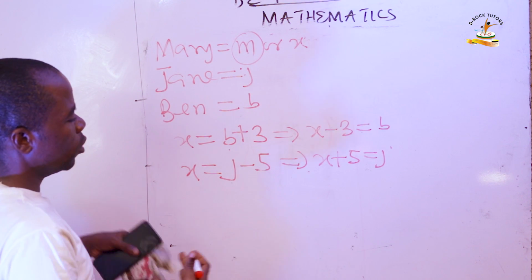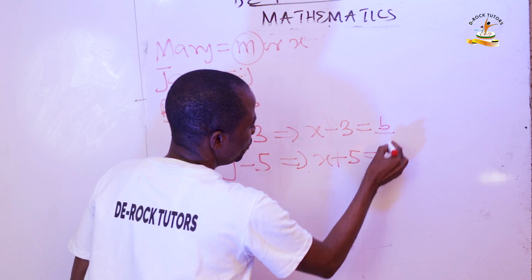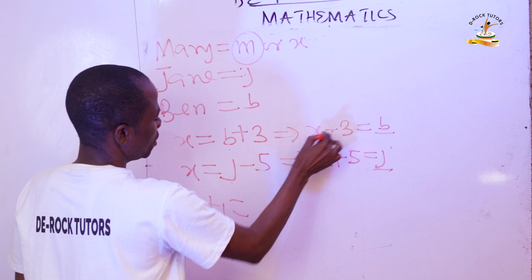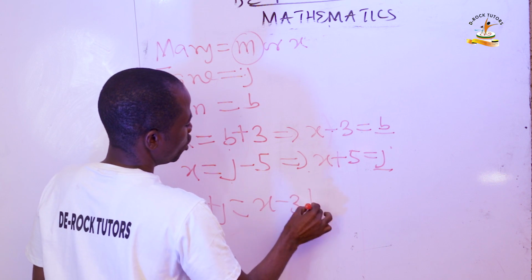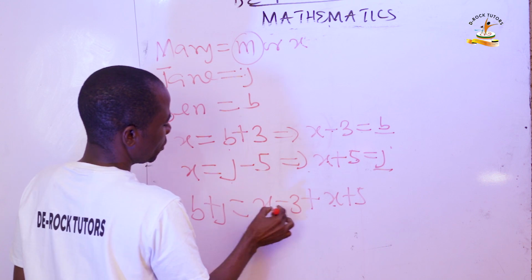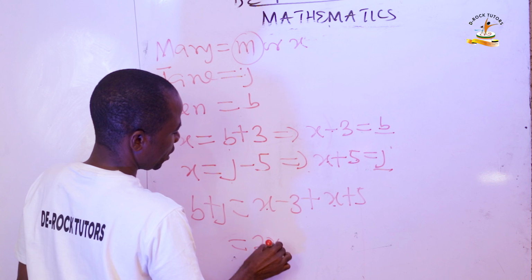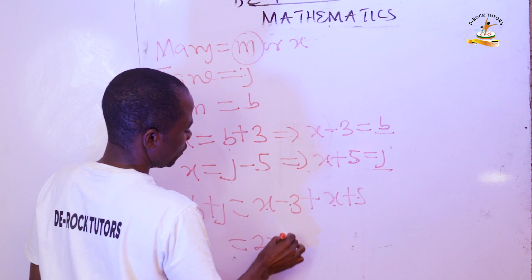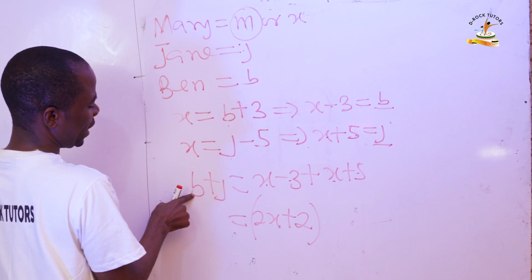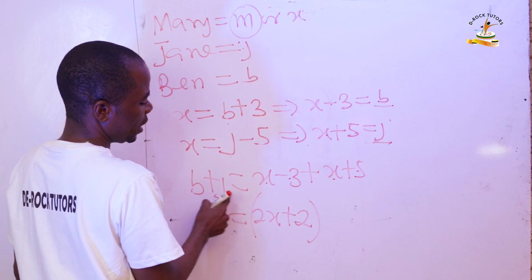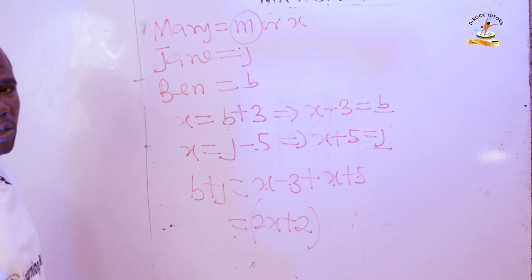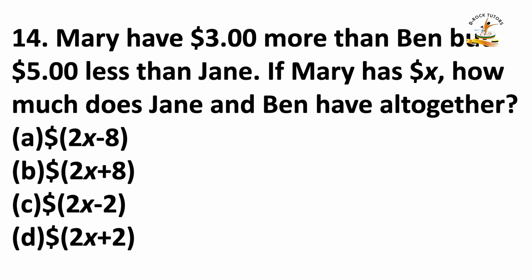Now, how much do they have altogether? That is the sum of B and J. So B plus J becomes X minus 3 plus X plus 5. So X plus X becomes 2X, minus 3 plus 5 becomes 2. So the amount in dollars that Ben and Jane have together is 2X plus 2. And if you look at the options, that is option D. Let's go to number 15.